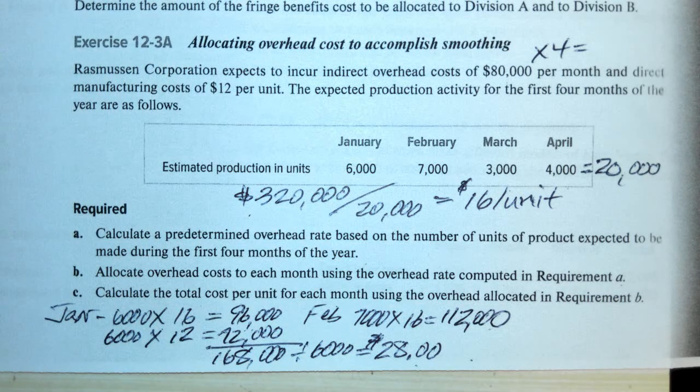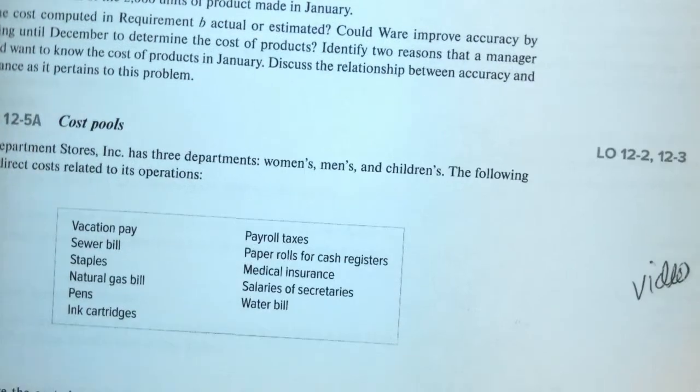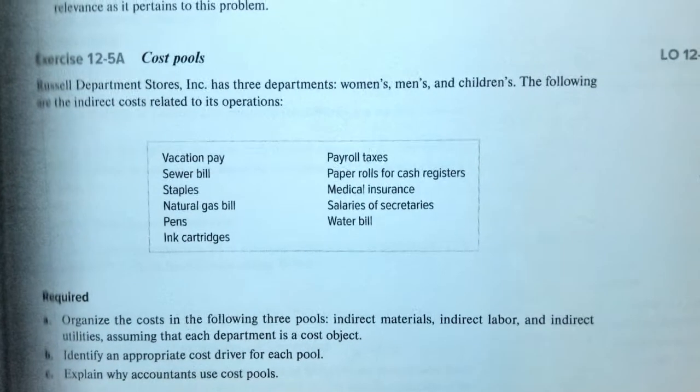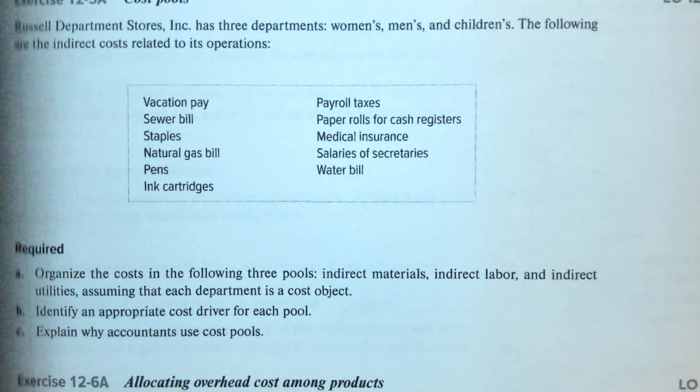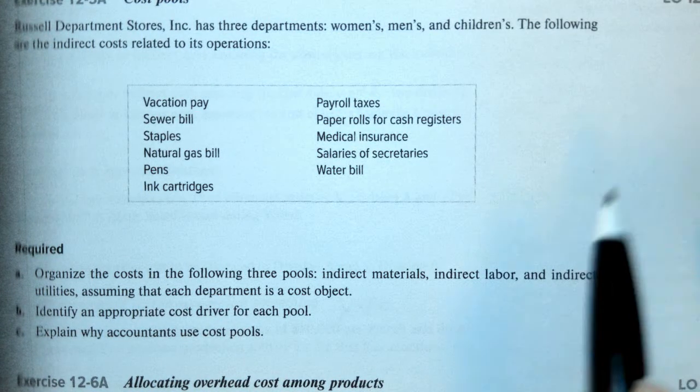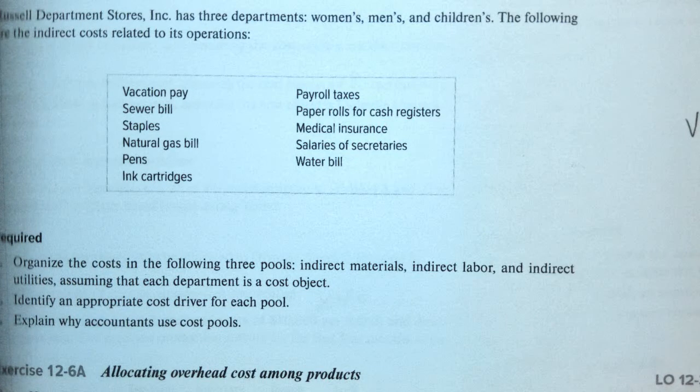Let's look at another problem. Okay, let's look at 12-5 and talk about cost pools. Cost pools are very important because if we develop cost pools, we can make a much better allocation of our overhead than if we just dump everything into one overhead account, because different types of overhead have different kinds of drivers. Okay? So this problem asks us to organize the costs into indirect materials, indirect labor, and indirect utilities.